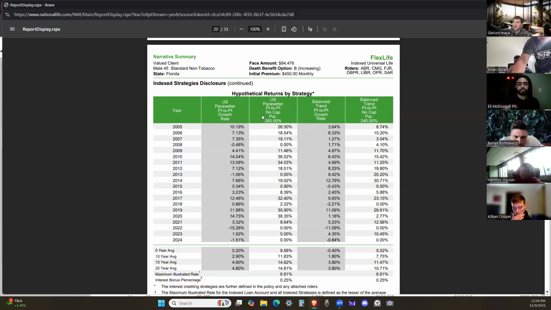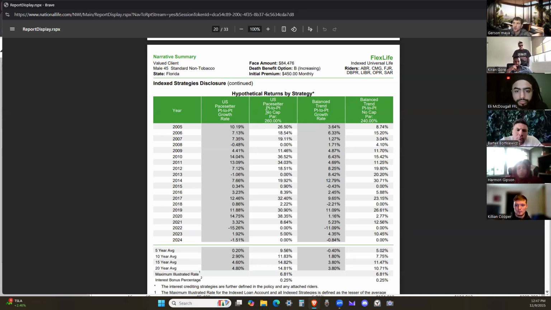That's the leverage you have in the market. If the market returns 10% that year, you're credited 26%. If the market returns 5%, you're doing 11.2%. You're getting 2.6 times more than what the market returns. That's the leverage we have. That's the participation rate. The no cap just means you're not capped at 8% a year. You're not capped at 10% a year. It's no caps on the upside. And it does have a 0% floor.